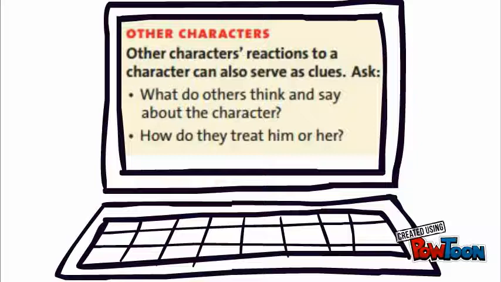The third method of characterization is other characters. Other characters' reactions to characters can serve as clues.